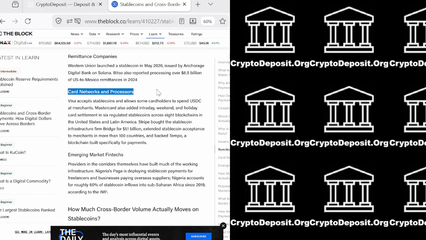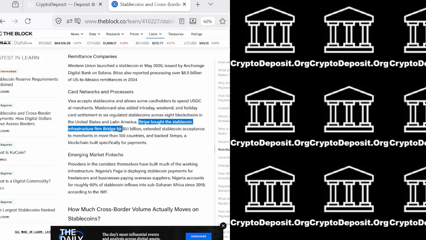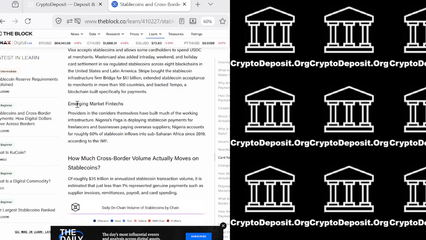And then card networks and processors, so Visa accepts stablecoins and allows some cardholders to spend USDC at merchants. MasterCard also added intraday, weekend, and holiday card settlement in 6 regulated stablecoins across 8 blockchains in the United States and Latin America. And it says Stripe bought the stablecoin infrastructure firm Bridge for $1.1 billion, extended stablecoin acceptance to merchants in more than 100 countries, and backed Tempo, a blockchain built specifically for payments.